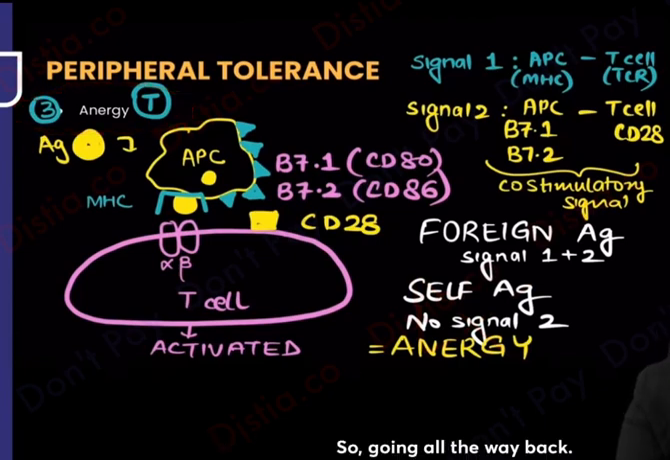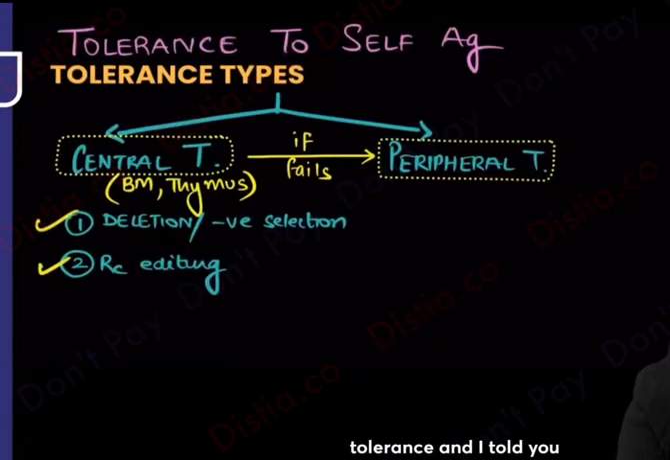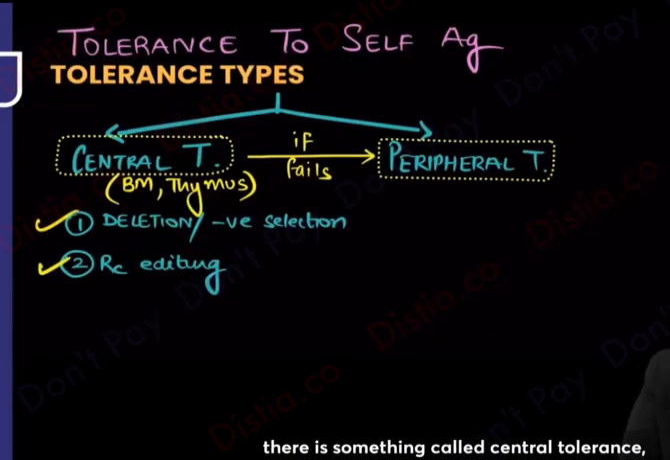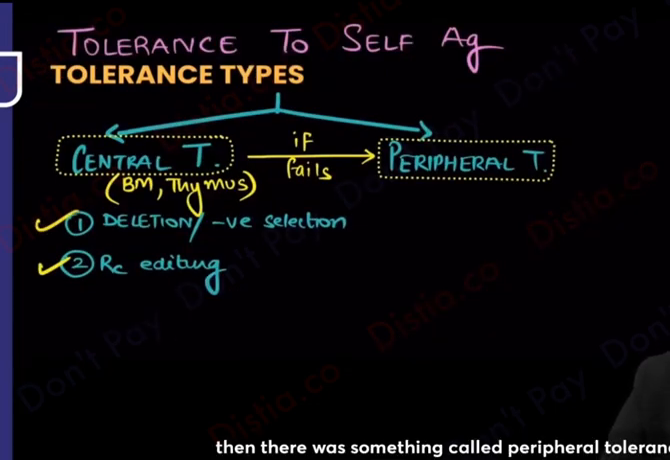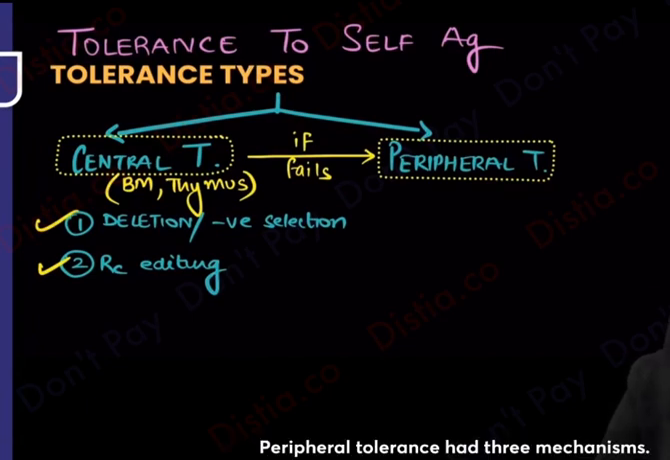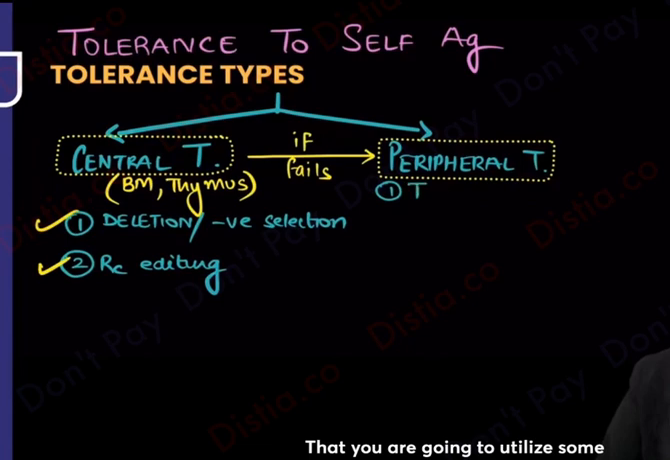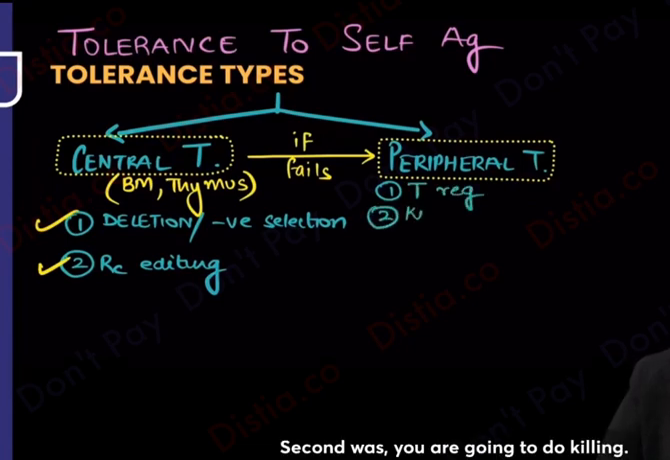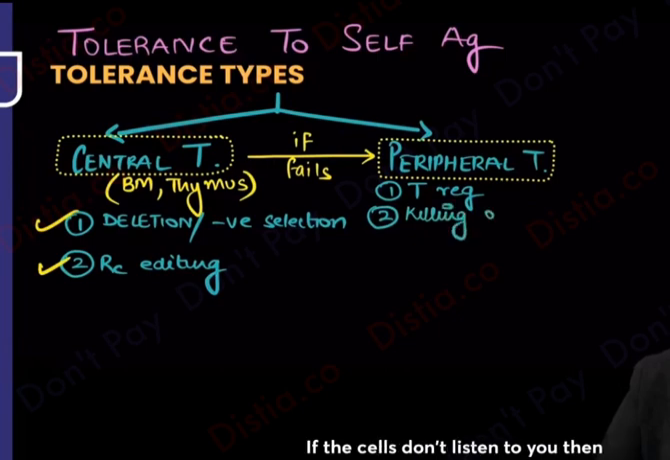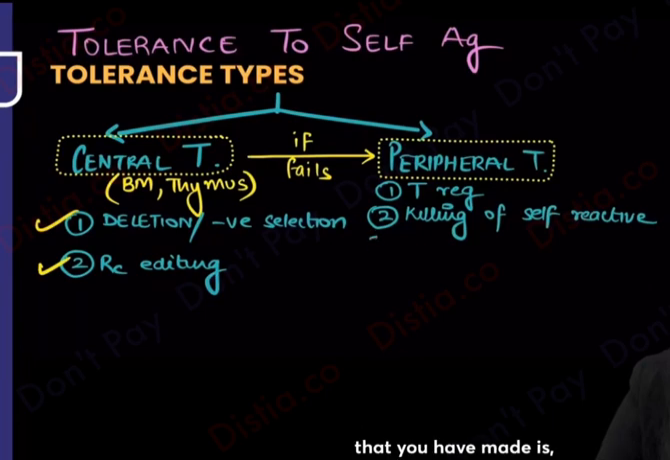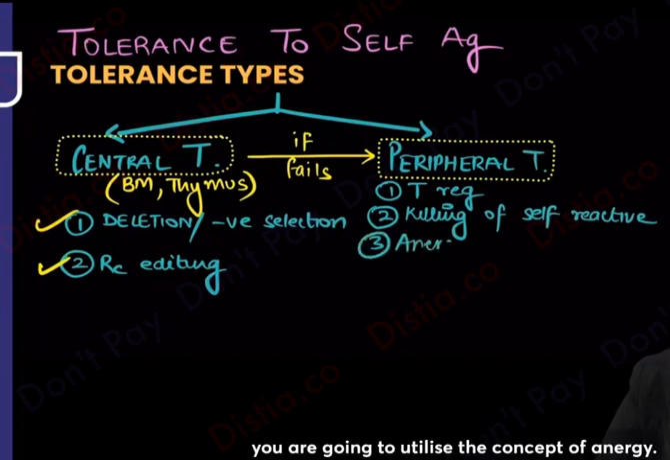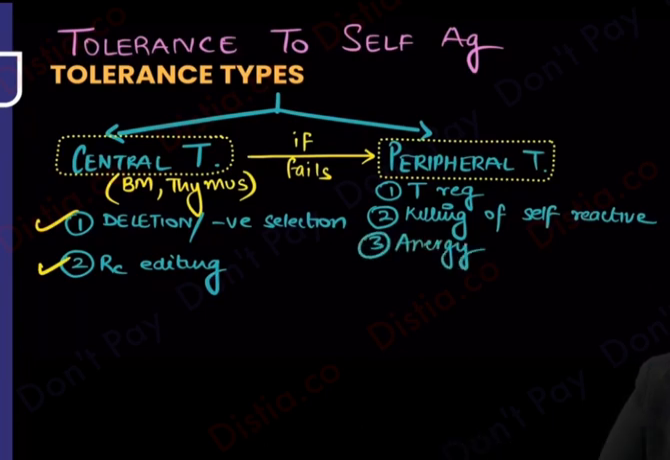So going all the way back, guys, we were talking about tolerance, and I told you there's something called central tolerance, then there was something called peripheral tolerance. Peripheral tolerance had 3 mechanisms. Number 1 mechanism was what? That you are going to utilize some suppressors like T regulatory cells. Second was you are going to do killing. If the cells don't listen to you, then you're going to kill the self-reactive cells. And the third protective mechanism that you've made is you are going to utilize the concept of anergy.